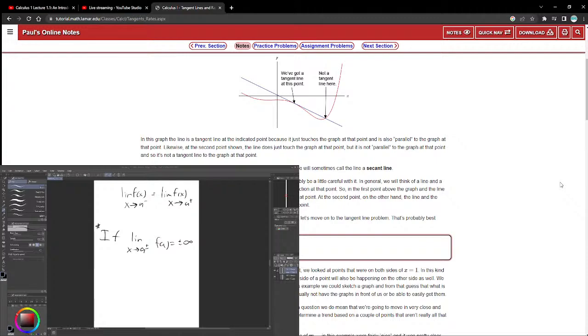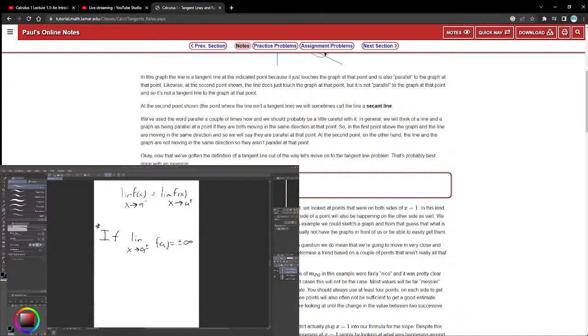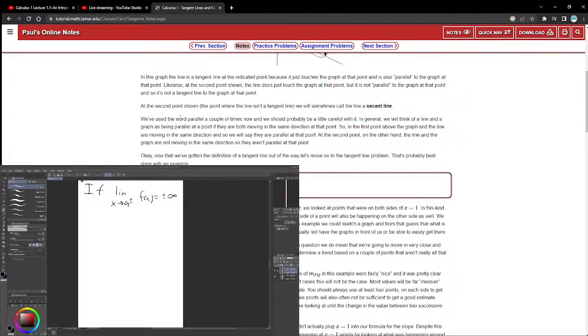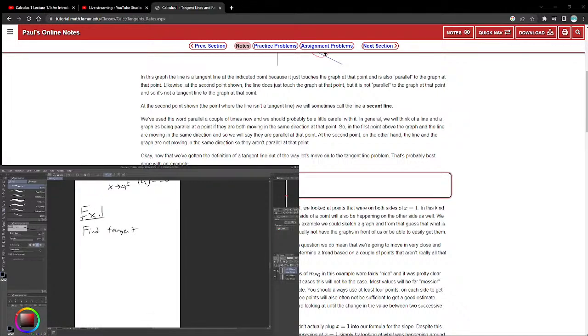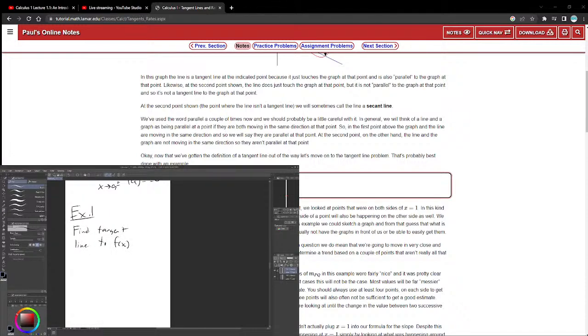Okay, now that we've gotten the definition of the tangent line out of the way, let's move on to the tangent problem. It's probably best done with an example. So example 1: find the tangent line to f of x equals 15 minus 2x squared at x equals 1.